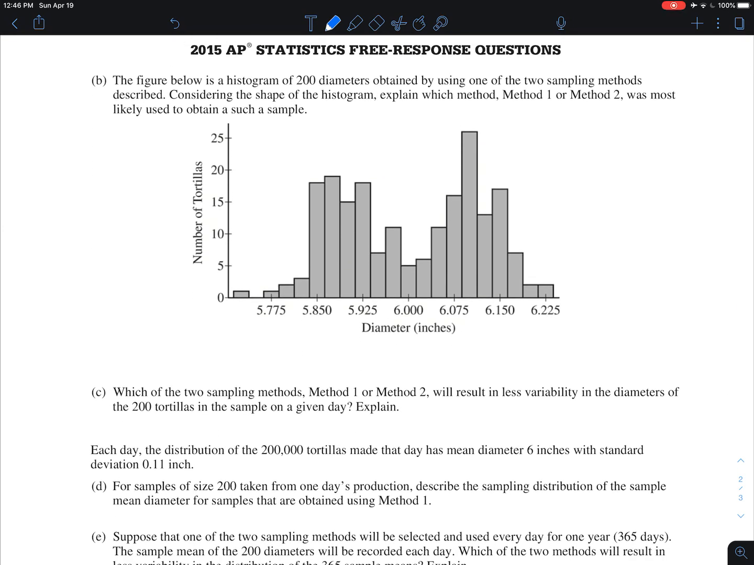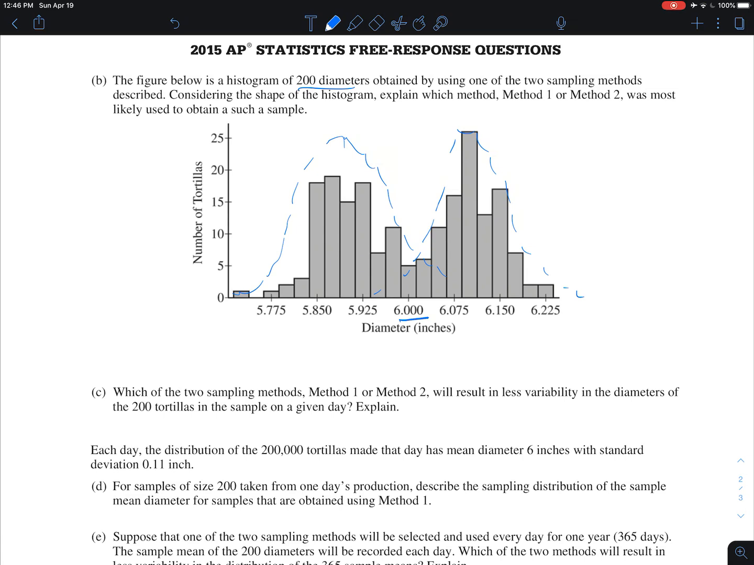The figure below is a histogram of 200 diameters obtained using one of the two sampling methods described. Considering the shape of the histogram, explain which method, method 1 or method 2, was most likely used to obtain such a sample. So we've got roughly 6 in the middle there, and I'm kind of seeing this little shape there, and another symmetric bell shape there, roughly.